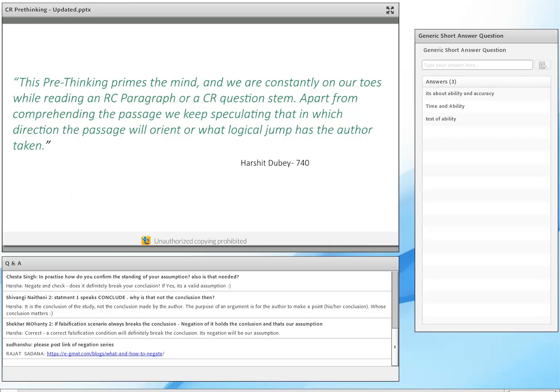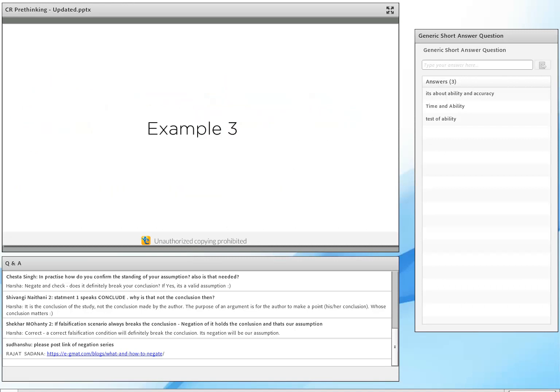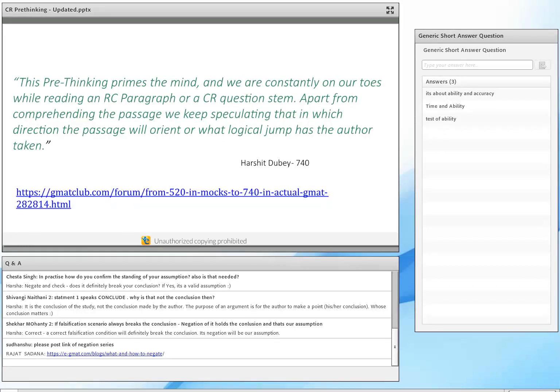Apart from comprehending the passage, we keep speculating in which direction the passage will orient, or what logical jump the author has taken. So there's a guy who improved from 540 in mocks to 740 on the actual test. So about a 200 point jump.